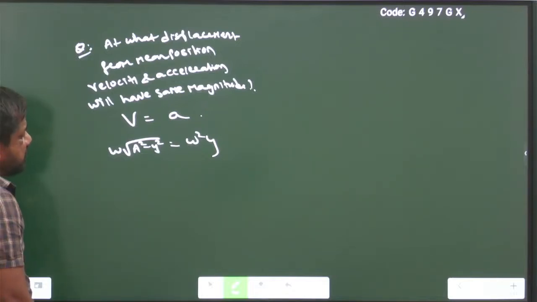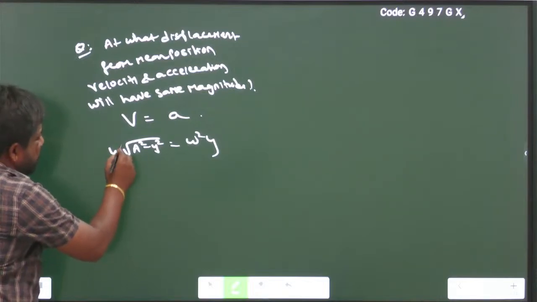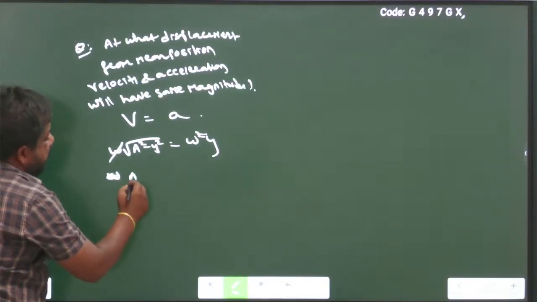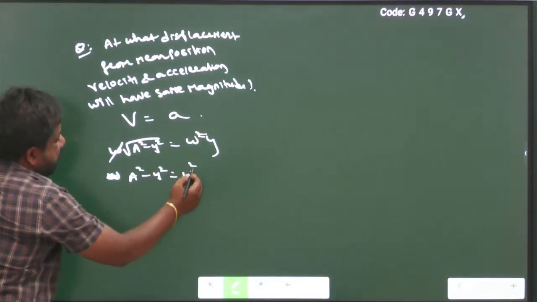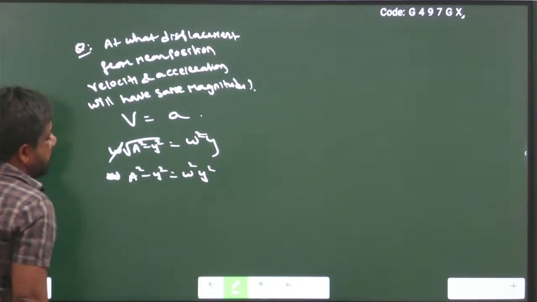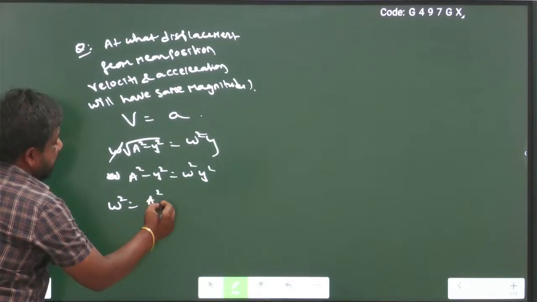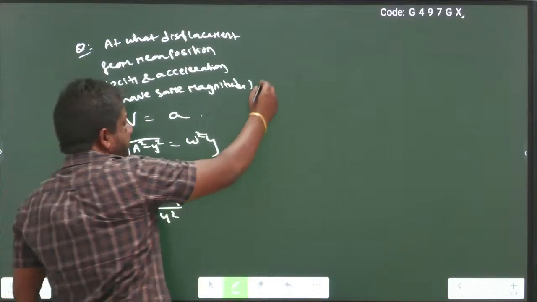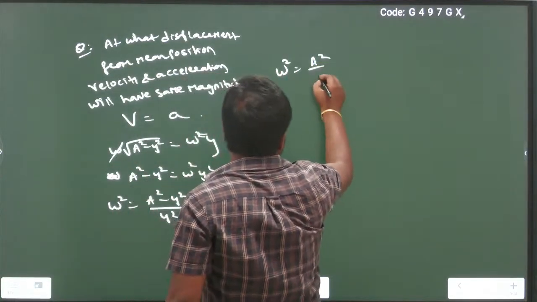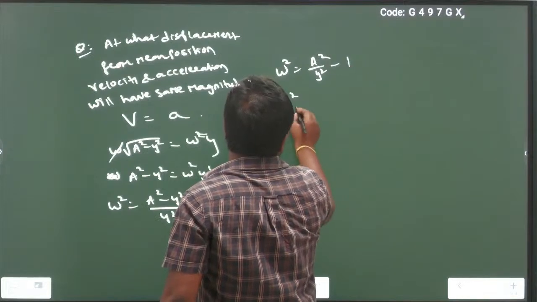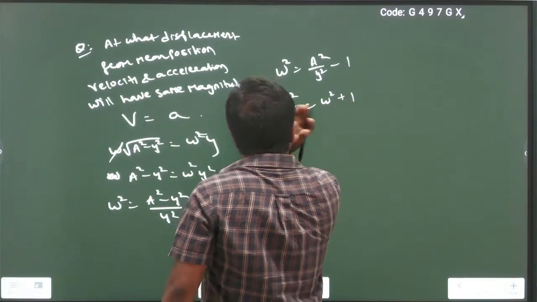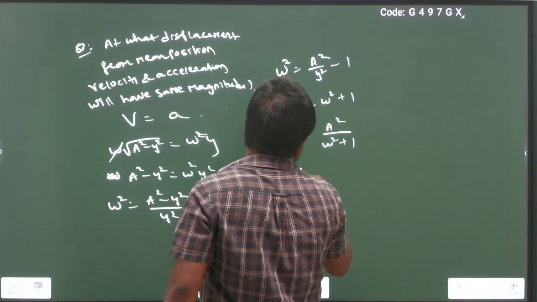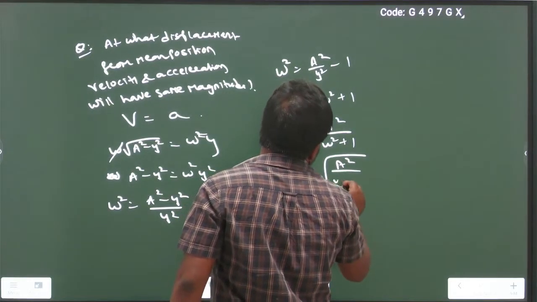Now squaring on both sides. Omega square gets cancelled. Now squaring on both sides. a square minus y square is equal to omega square y square. Now omega square is equal to a square minus y square by y square. Now this also can be written as omega square is equal to a square by y square minus 1. Now a square by y square is equal to omega square plus 1. Now they are asking displacement. y square is equal to a square by omega square plus 1. y is equal to under root a square by omega square plus 1.